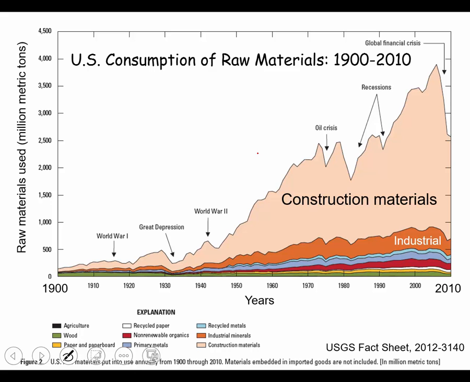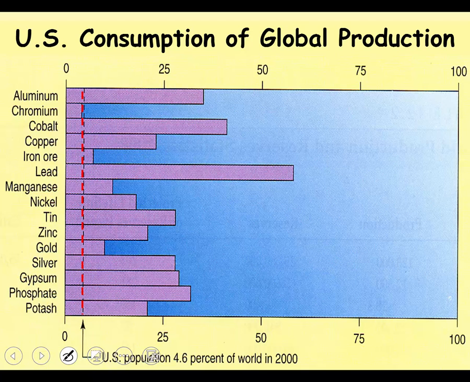Okay. If you look at the volume of raw materials that are used in the United States, the main increase is in constructional materials. And so we'll talk a little bit more about that later. But one of the things we are interested in is what are we using, how, and where does it come from? And of course, what are the environmental implications?